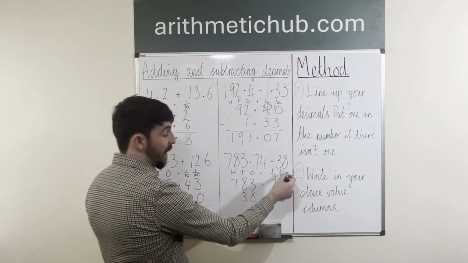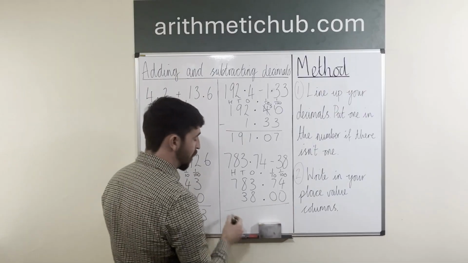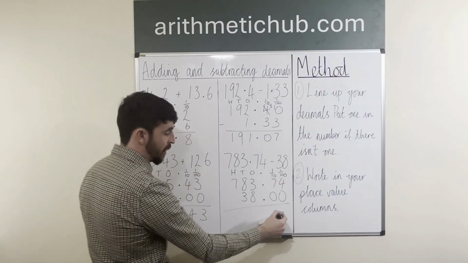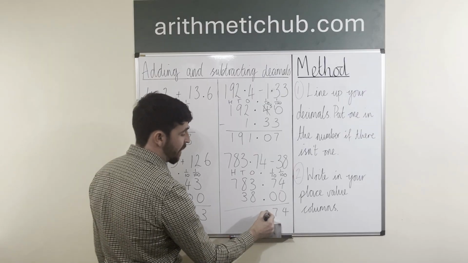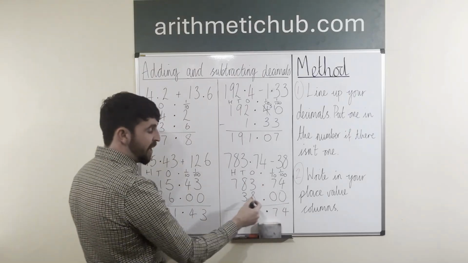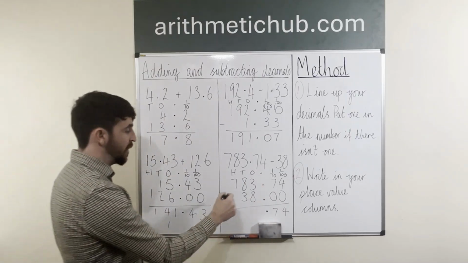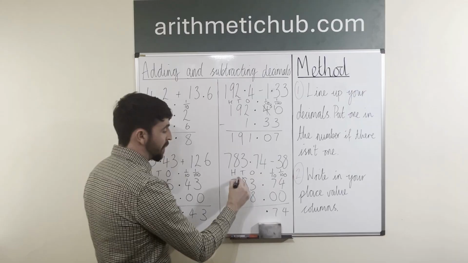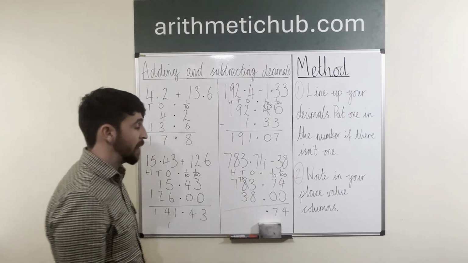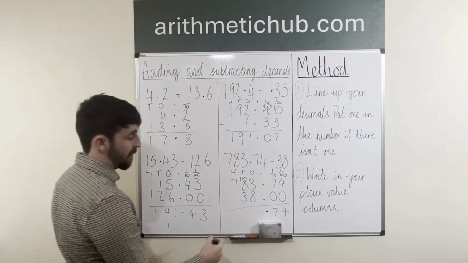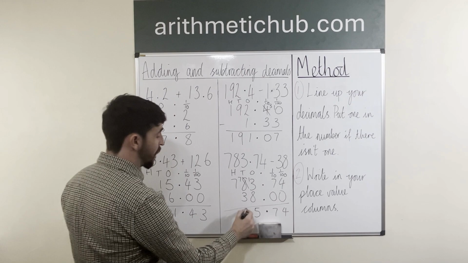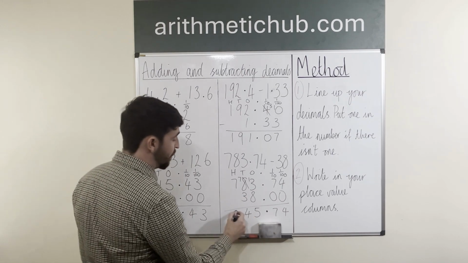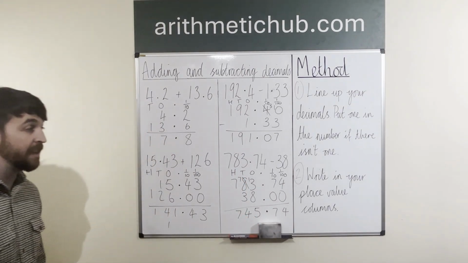Okay? So we start off in the lowest place value column to start our subtraction. 4 take away 0 is going to be 4, 7 take away 0 is going to be 7, line the decimals up. 3 take away 8 we can't do, so we need to exchange. The 8 becomes a 7, and we exchange to make it 13. 13 take away 8 is going to give me 5. 7 take away 3 is going to give me 4. And 7 take away nothing is going to give me 7.